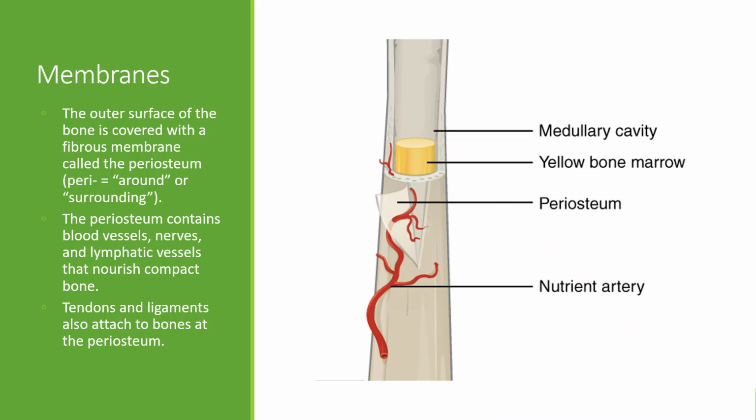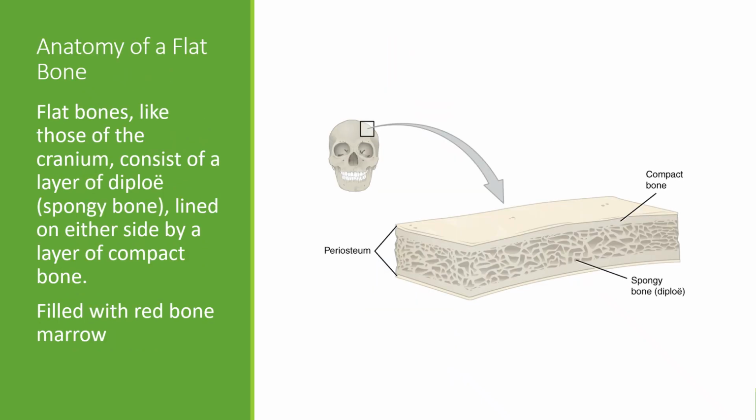And then the outer surface of the bone is covered with a fibrous connective tissue membrane called the periosteum, peri meaning around. The periosteum is going to contain blood vessels and nerves and lymphatic vessels that are going to nourish the compact bone. The tendons and ligaments are also attached to the bone at the periosteum. So I kind of think of it as the bone covering, if you will. And they've got it peeled back on the picture so you can see that. So that's what a long bone looks like.